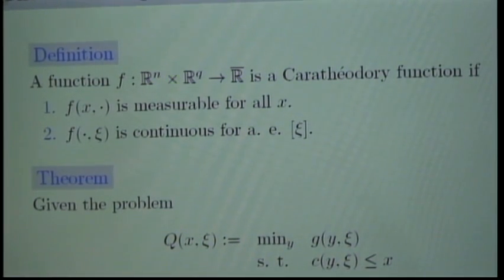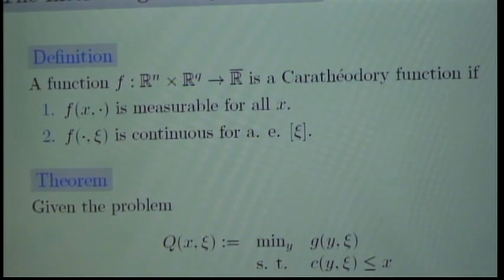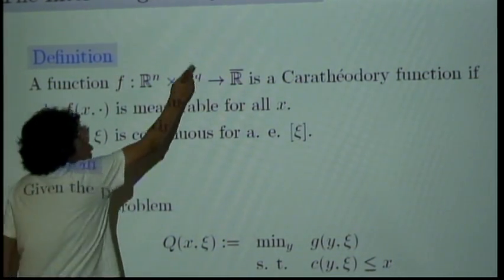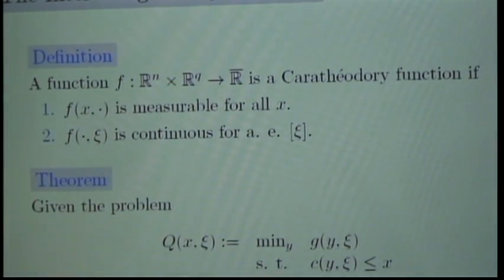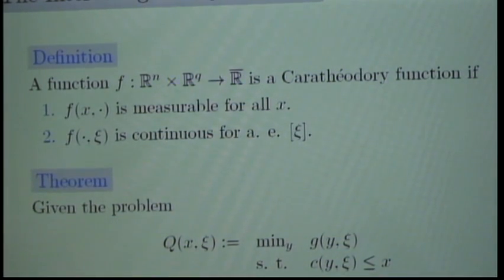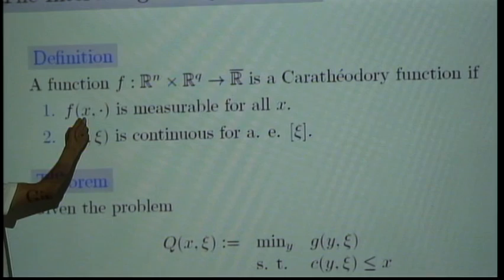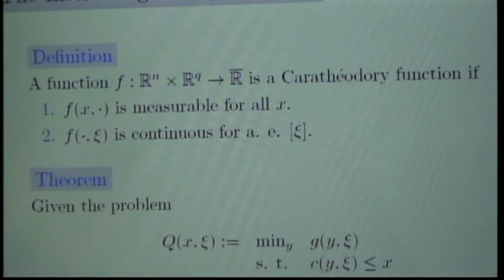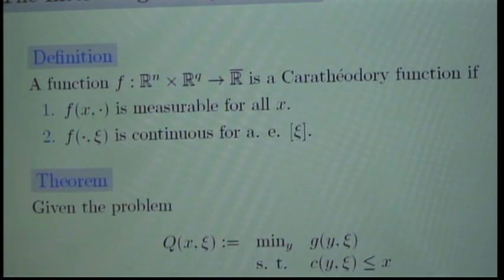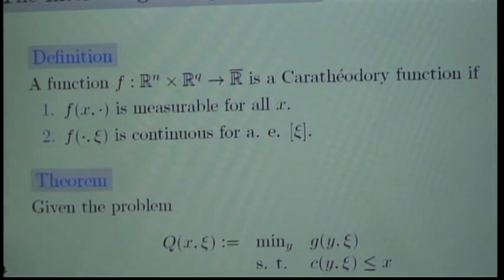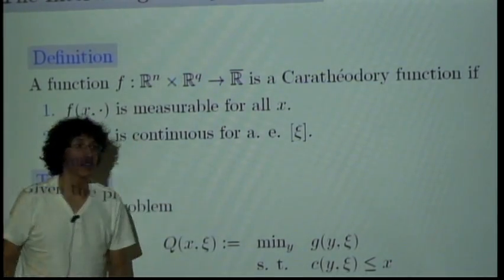Okay, so the functions we are interested to work with are the so-called Carathéodory functions. These functions are defined on this product set. Here usually, in a more general setting, you're going to have a probability space. So you need that for any first variable fixed, this should be measurable. That is quite natural to ask. And for any second value, this function needs to be continuous almost everywhere.